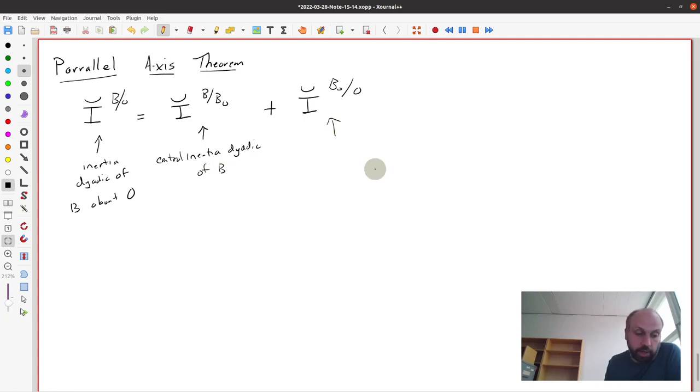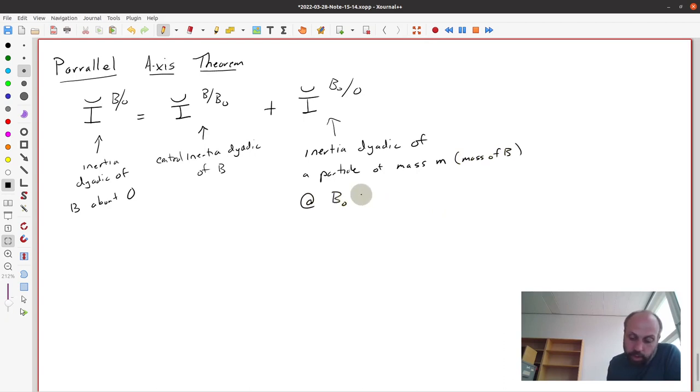And this term here, though, relates the points O and BO. Okay, so we have to account for what is the effect of looking at the inertia about another point. There's this distance that we move from the mass center to this other point, and there will be some inertia contributions associated with that. So this is actually the inertia dyadic of a particle of mass m, okay, which is the mass of B, body B, a collection of particles B, at point BO with respect to point O.